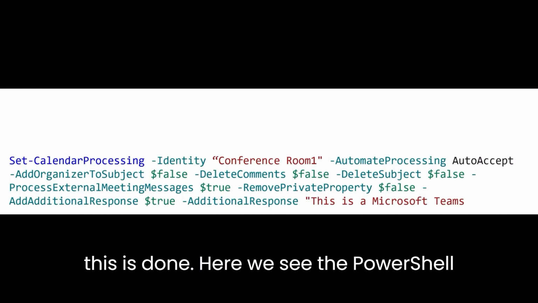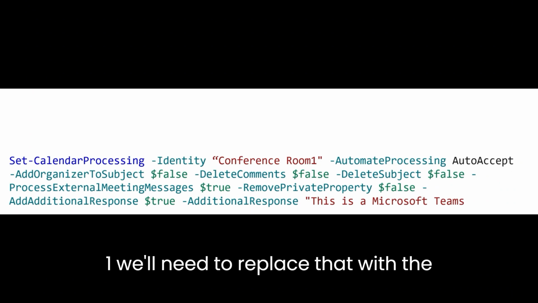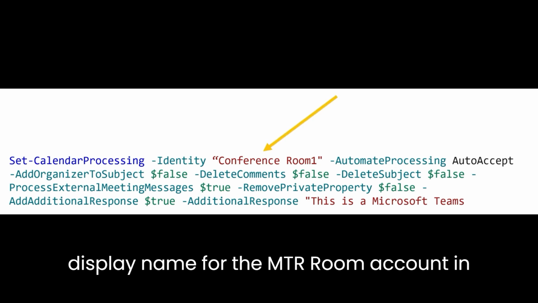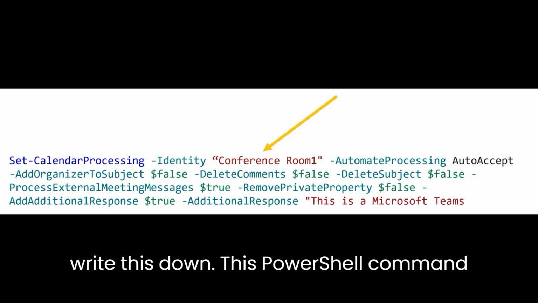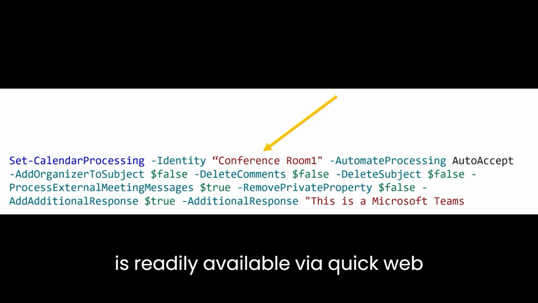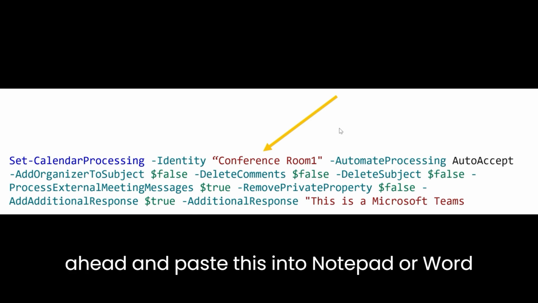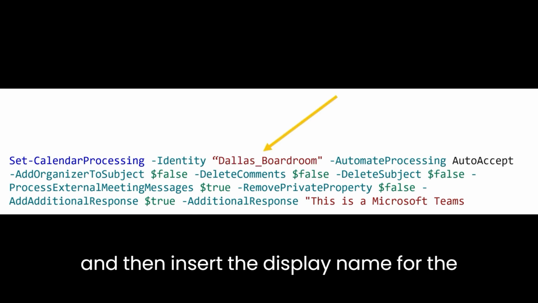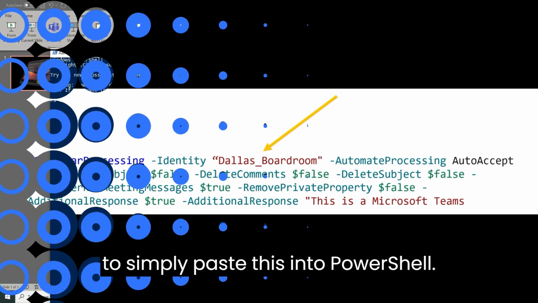Here we see the PowerShell command that we'll need to run via the Exchange module. This is just an example though, and where we see Conference Room 1, we'll need to replace that with the display name for the MTR room account in question. Don't feel like you need to write this down. This PowerShell command is readily available via a quick web search. To make things easy, I'll go ahead and paste this into Notepad or Word, and then insert the display name for the account in question.